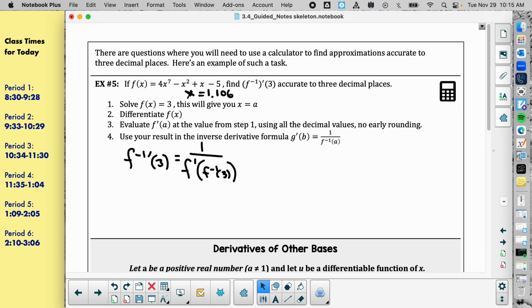I guess I should have asked you if you like using the formula or the method better, but I thought I would put the formula up here if that helps at all. When we did the calculator, we were trying to figure out f inverse of 3 when we made them equal to each other. So on the bottom, it should say f prime of 1.106.